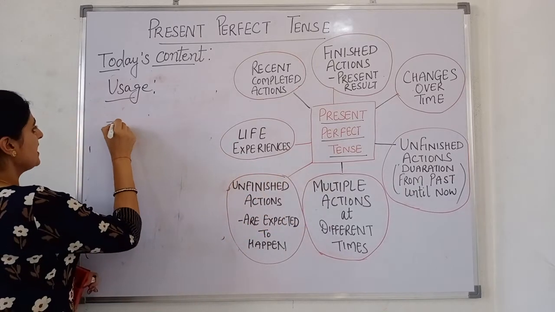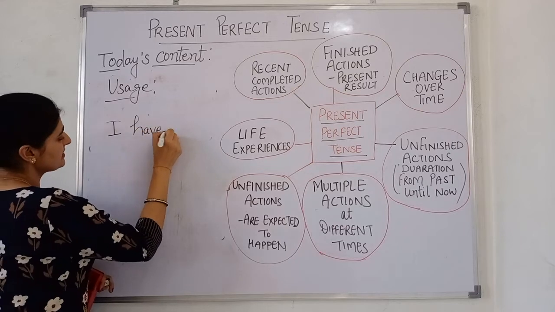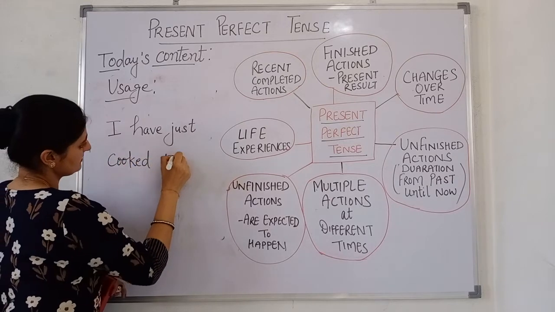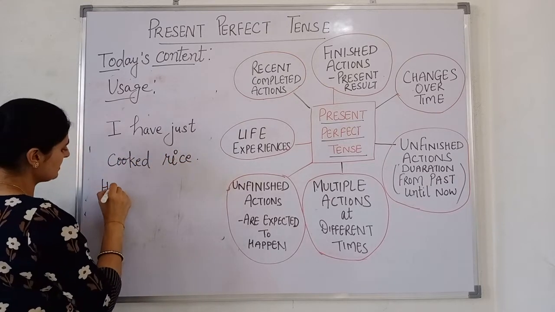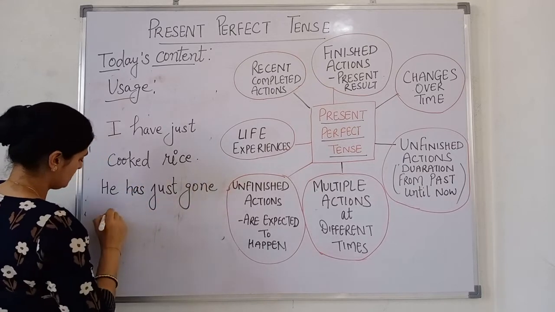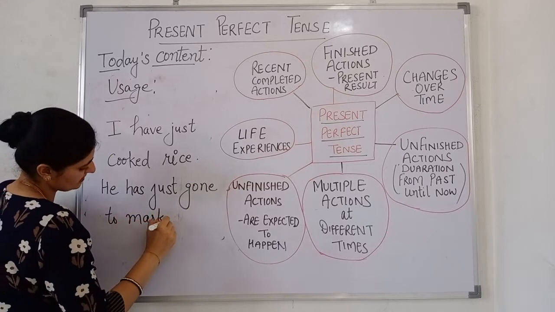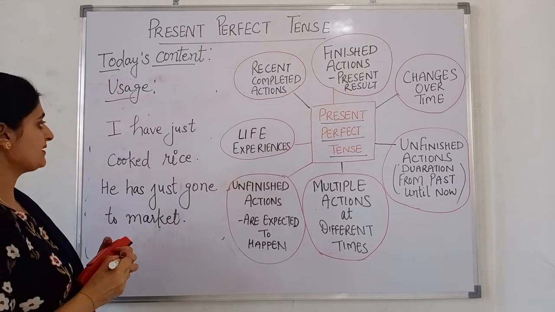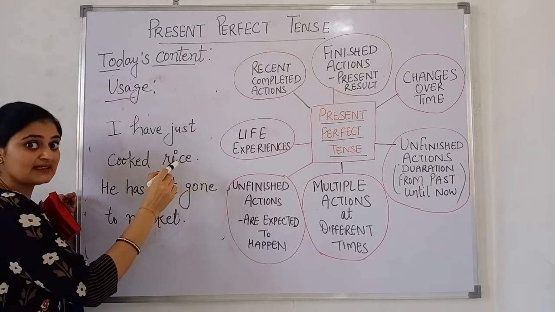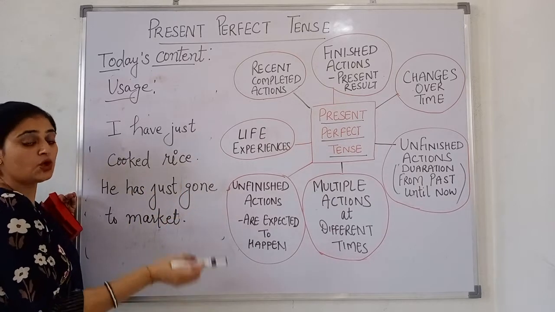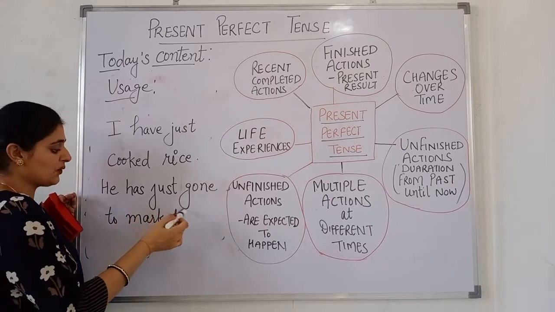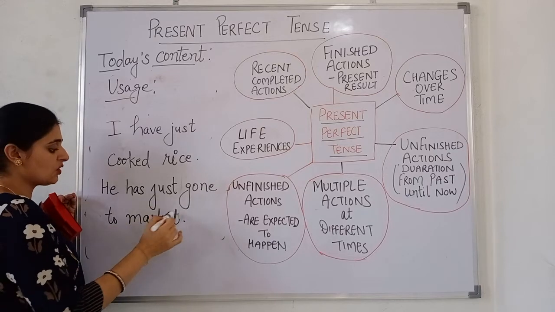Clear? For example, I have just cooked rice. He has just gone to market. Okay, students. So I have just cooked rice means I cooked rice just a little time ago. Not much time has passed. He has just gone to market means a few minutes back he went to market. Okay, he has just gone to the market.